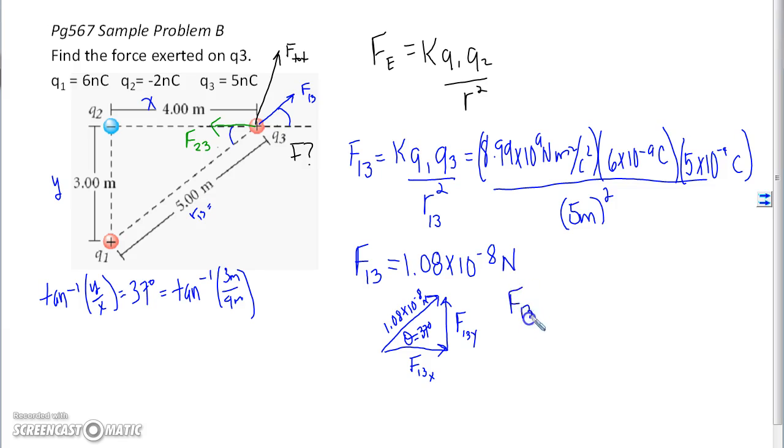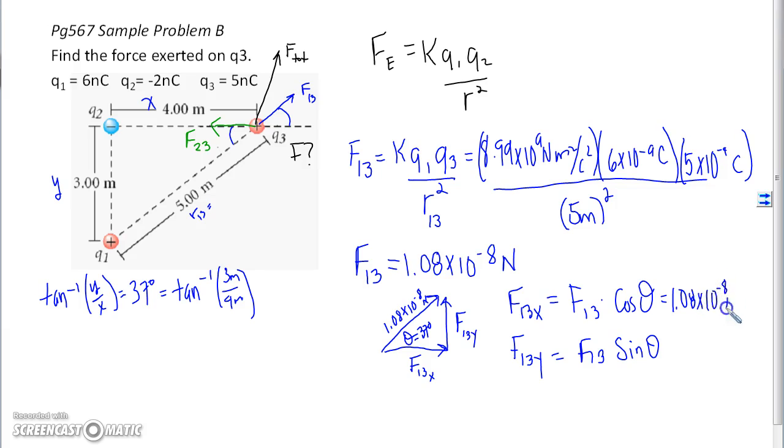My force 1, 3 in the x, due to trig, would be the hypotenuse of the triangle, which is the value of this, times cosine of our angle. And similarly, my y component is going to be the hypotenuse times sine of the angle. So I'm going to multiply my hypotenuse, this value, 1.08 times 10 to the negative 8th newtons, times cosine of the angle.